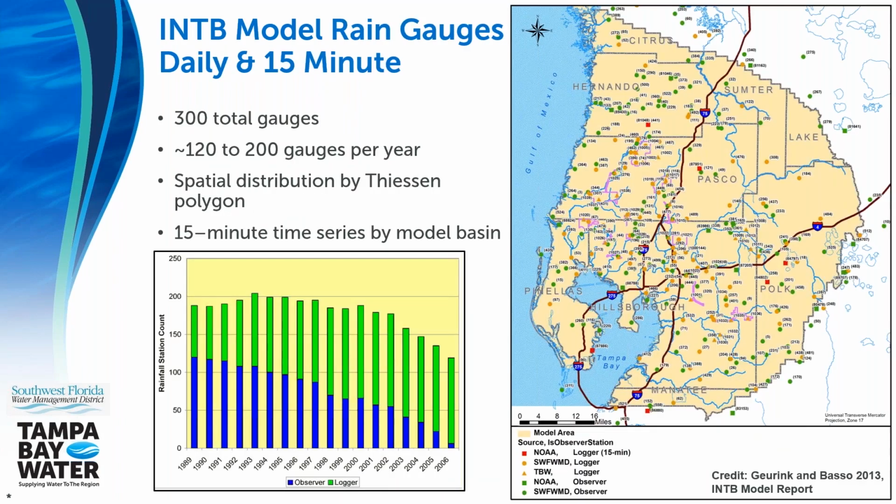Both daily and 15-minute gauges were acquired to define the rainfall input to the model. About 300 total gauges were used. Anywhere from 120 to 200 gauges were available per year. The gauge data were distributed spatially using Thiessen polygons. 15-minute time series of rainfall inputs were developed for each of the 172 model basins.